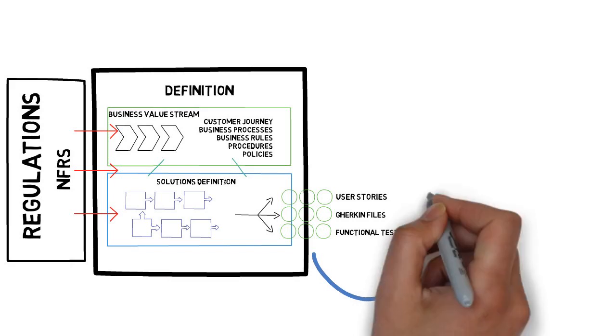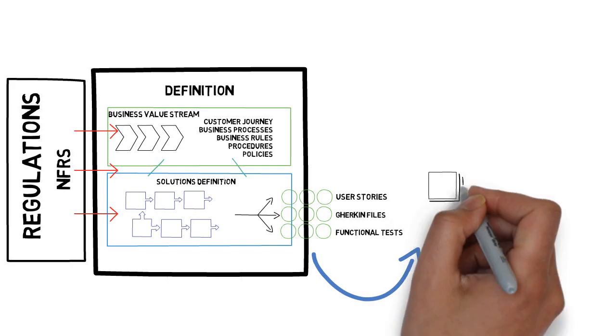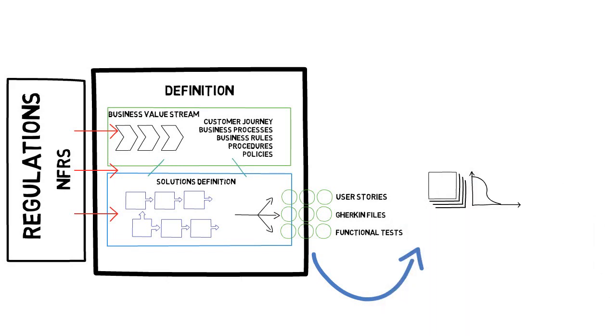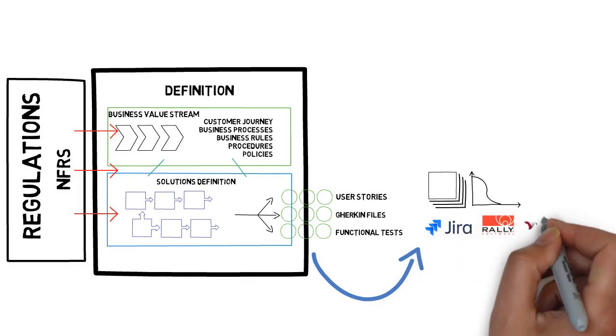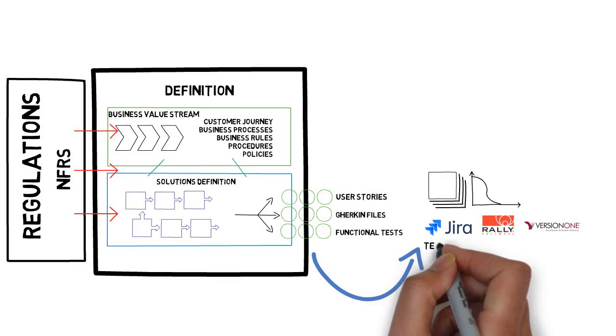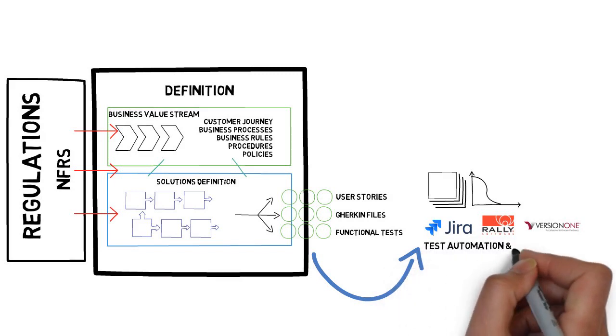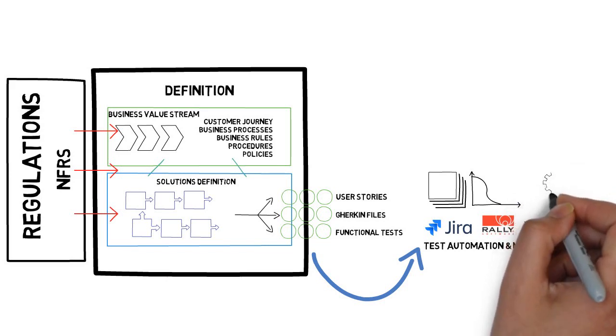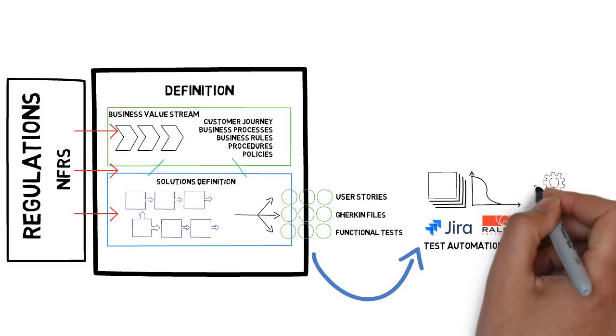In the case of stories, it goes into tools that hold backlogs, track progress through things like burn down. Those are tools with names like Jira, Rally, Version One. And similarly, the testing information will go into test automation tools and test management tools. In fact, Storyteller integrates with well over 40 popular ALM tools today.